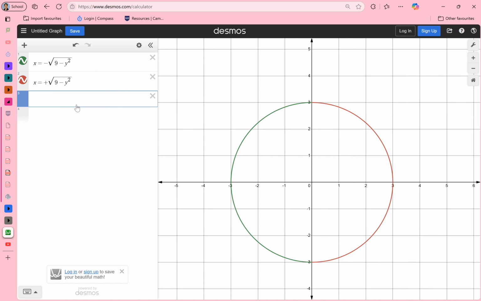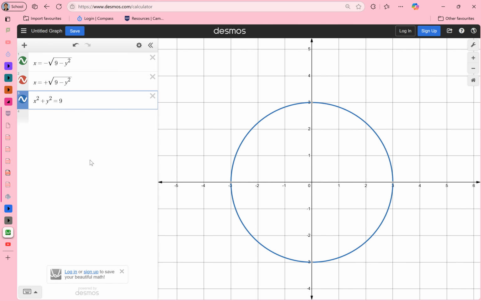And then if I just want the full circle, it'll be x squared plus y squared is equal to 9. And that's my exact full circle in blue there. So if I took off the blue, you can see the green and the red. Turn blue on again, and that's the full circle.